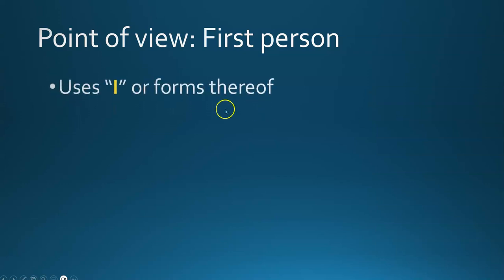First of all, it uses I or forms thereof. That means I went to the store, or that is my toy, or over there, you see that car? That's mine. So I, me, my, mine. Whenever it uses those forms, that's an indication that it uses first person.